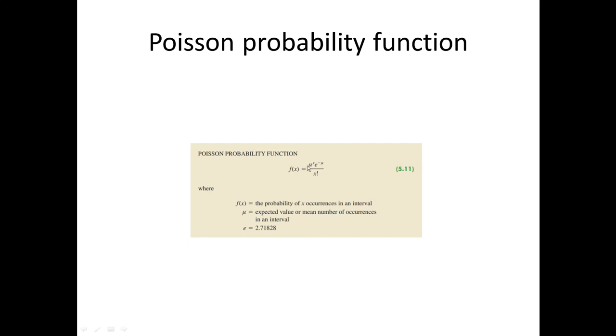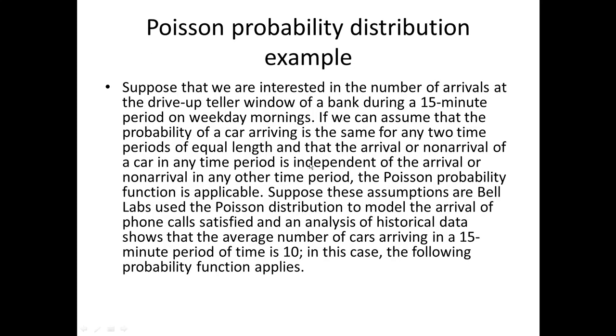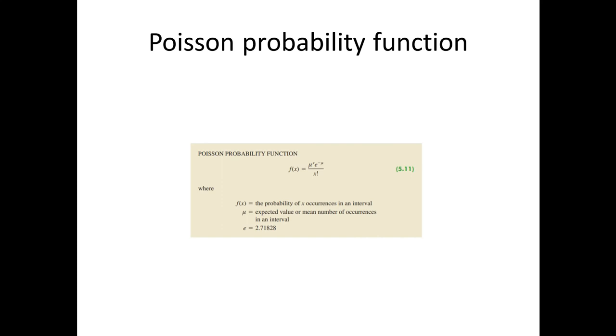If you want to find the probability that 5 cars arrived within this 15-minute window, then mu is the observed average, which is 10, and x is the number of successes, which is 5. So it is going to be 10 to the 5th, times e to the minus 10, over 5 factorial. This gives us the probability that exactly 5 cars will arrive in a 15-minute window.